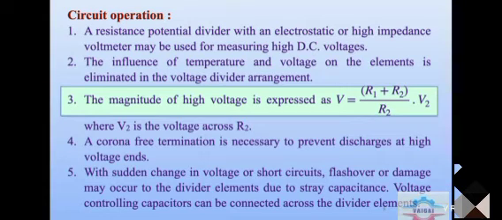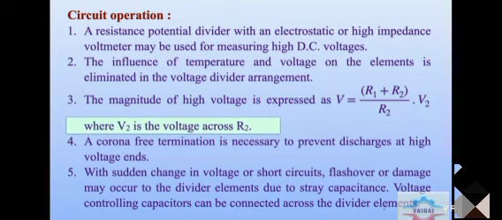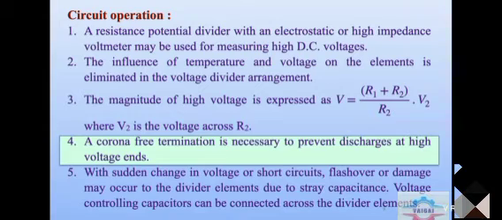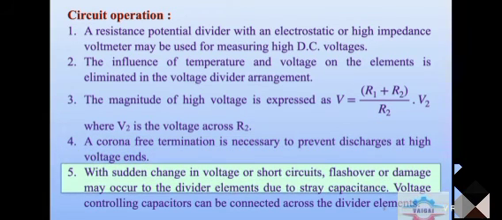A corona-free termination is necessary to prevent discharges at high voltage ends. Corona will occur above 30 kilovolt, so for that we are using a capacitor. With sudden change in voltage or short circuits, flashover or damage may occur to the divider elements due to stray capacitance, so voltage controlling capacitors can be connected across the divider elements.